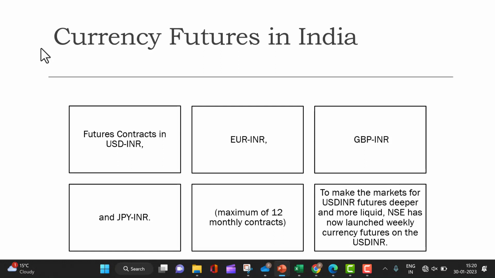Like you go to the forward rate for October, okay? Here you have to go to the market and look at the October rates. Fine. So there are a maximum of 12 monthly contracts available at any given point of time. Now, to make the market for USD INR, the futures are more liquid. NSE now has weekly currency futures on USD. So for the month of February, for example, there will be 4 weekly contracts also. So there will be 12 contracts plus 4 weekly contracts next month, so 16 contracts available all the time.